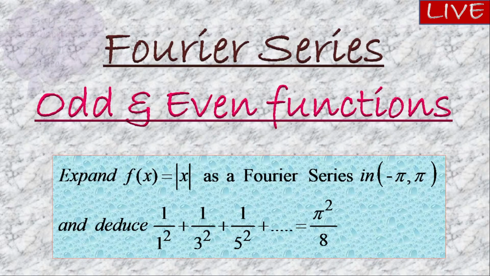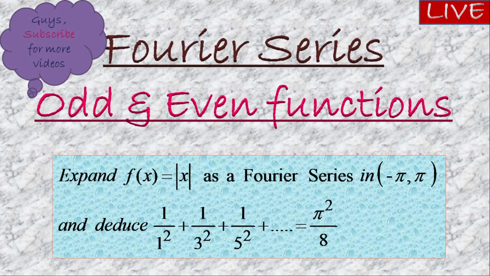Expand f of x equal to mod x or absolute x as a Fourier series in the open interval minus pi comma pi, and deduce 1 by 1 square plus 1 by 3 square plus 1 by 5 square plus etc. that is equal to pi square by 8.